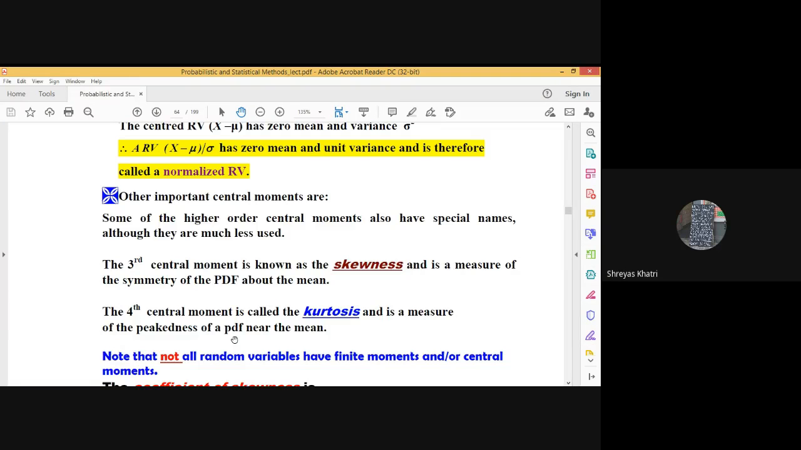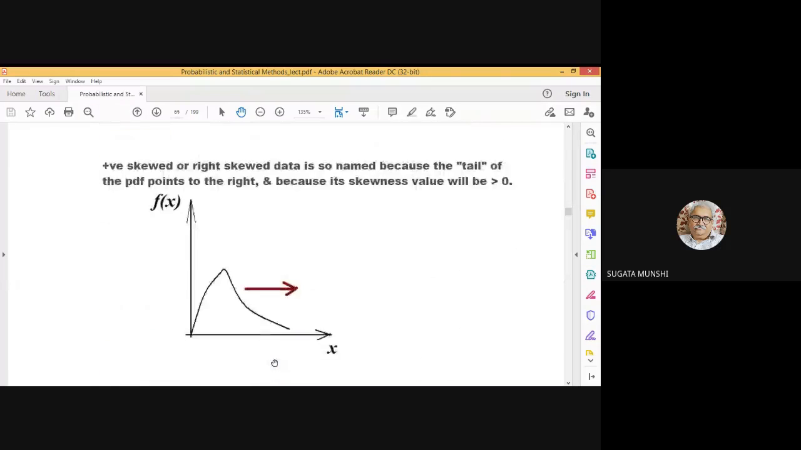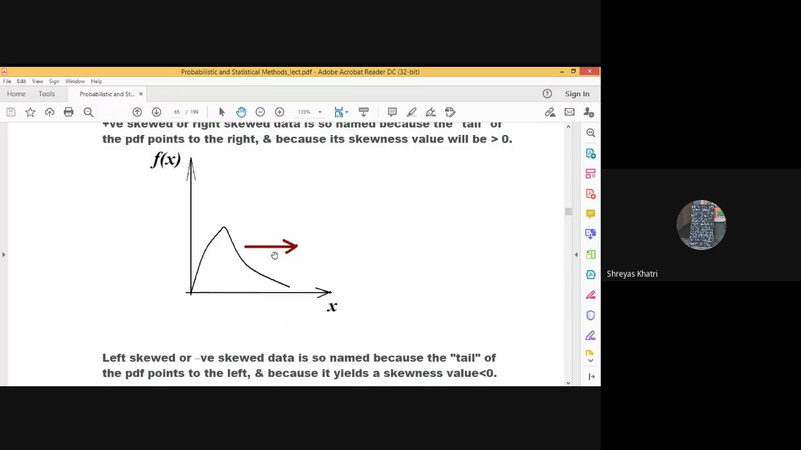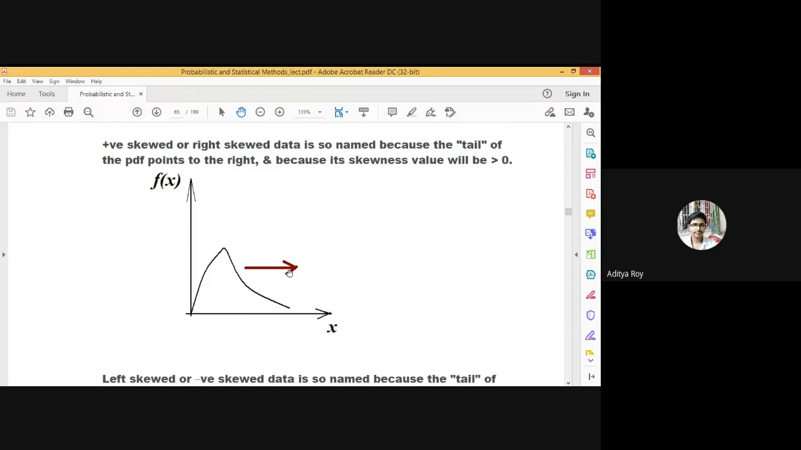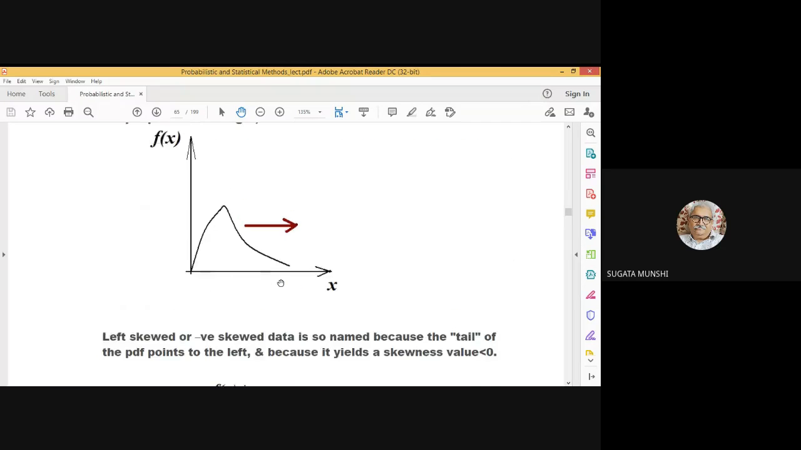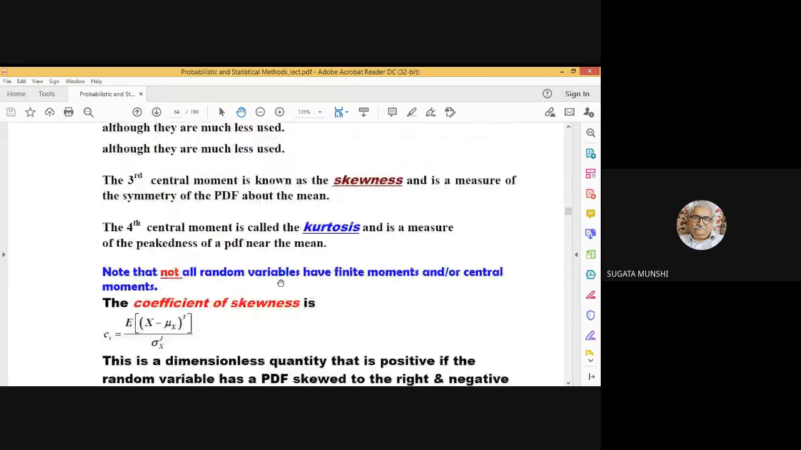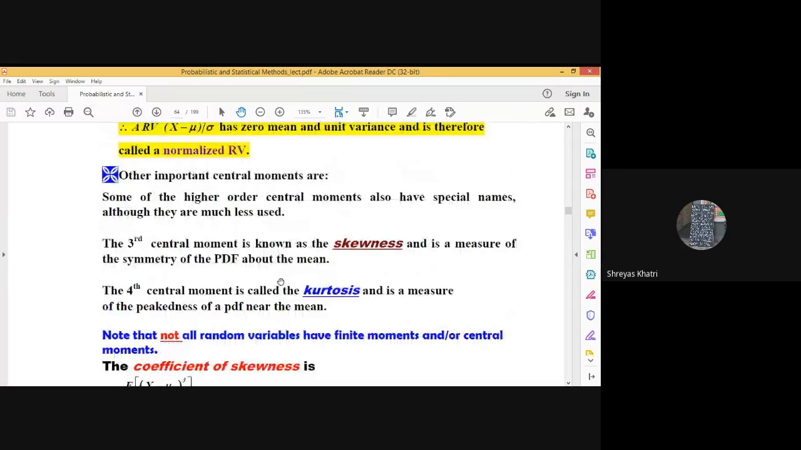Sir, what I know is skewness positive, if it's positive, it is skewed to the right, and if it's negative, it is skewed to the left. That's true. But if the third order central moment is zero, then it is evenly distributed, right, sir? As in it is evenly distributed on both sides, that means the skewness will be zero. Exactly, that's true. So it's symmetric, exactly.